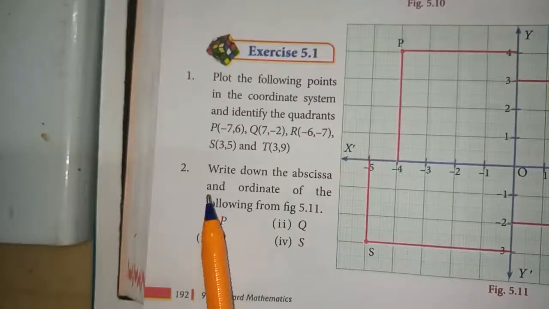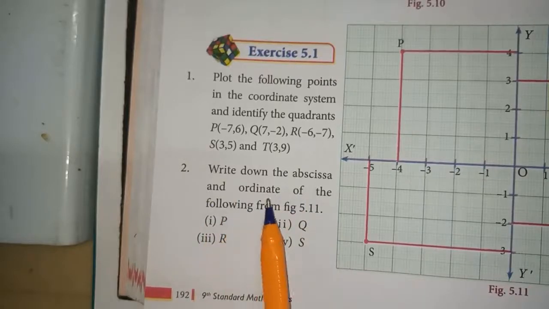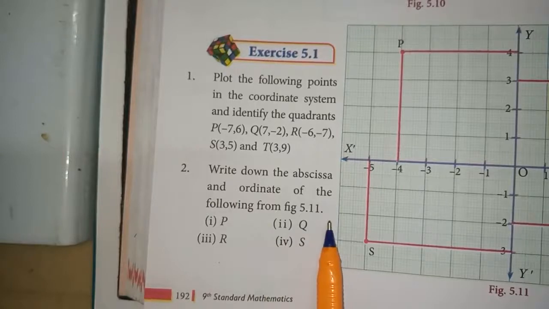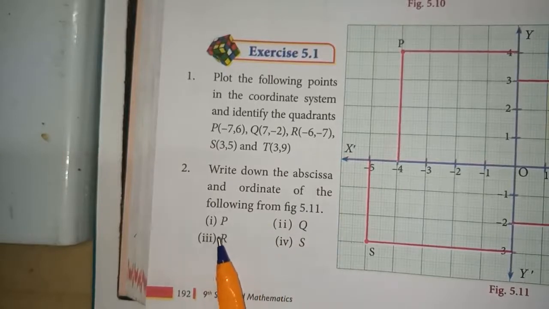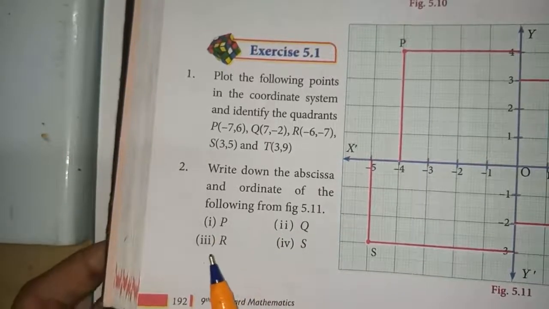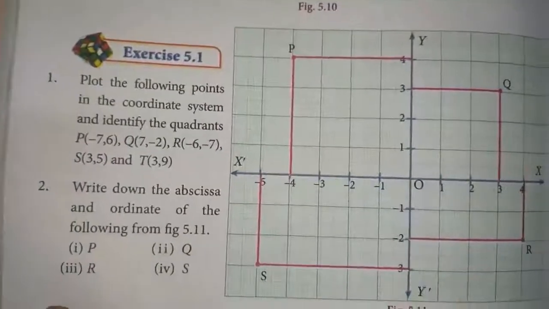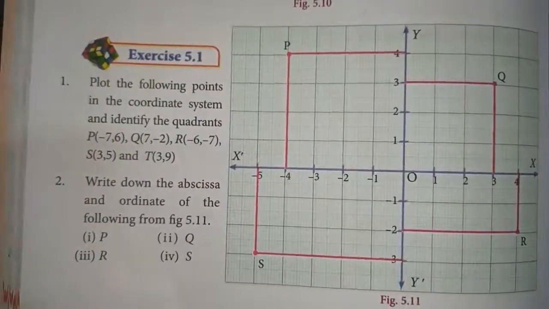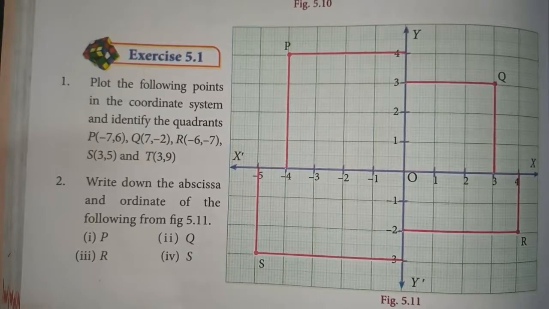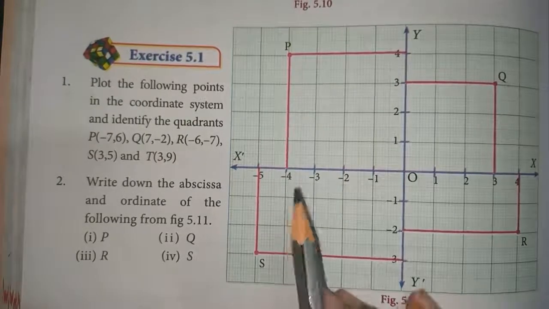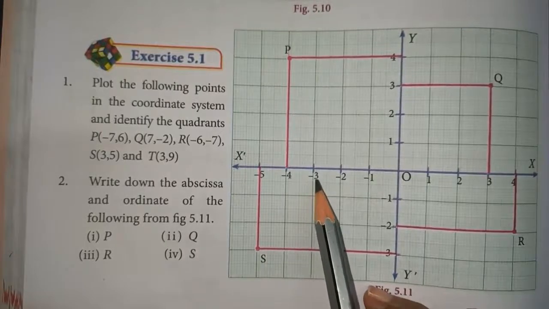Next, question number 2. Write down the abscissa and the ordinate of the following from figure 5.11. So the first one is P, second one is Q, third one is R and fourth one is S. So the figure is given. So in this you can easily write the coordinates. First you have to write the coordinates here.